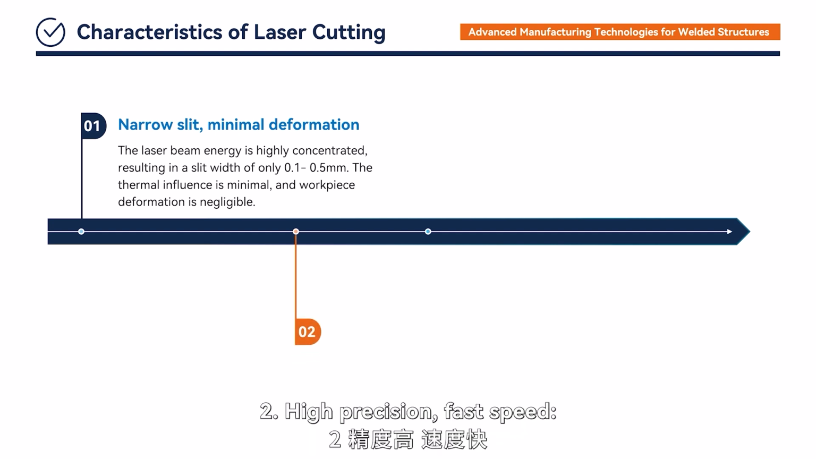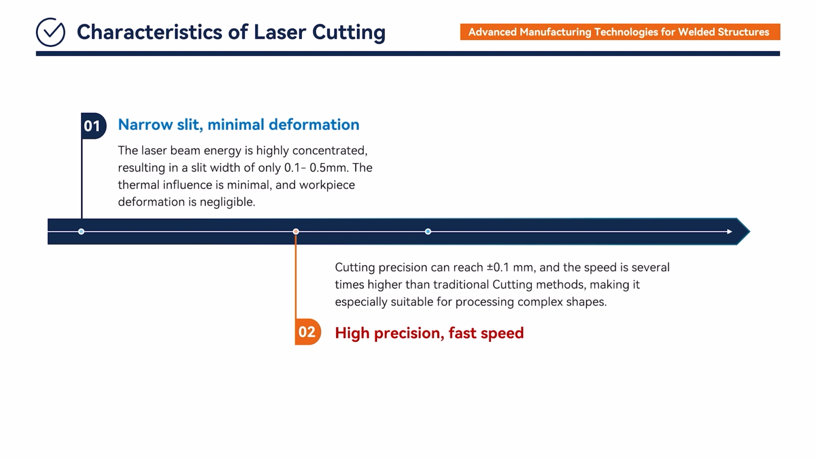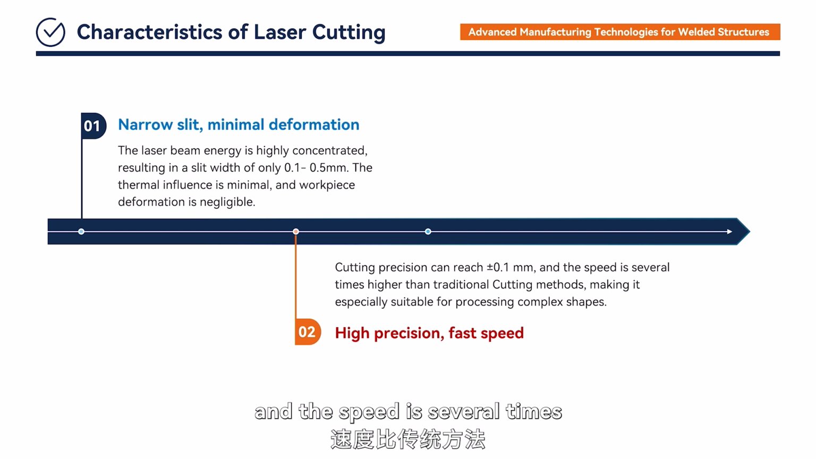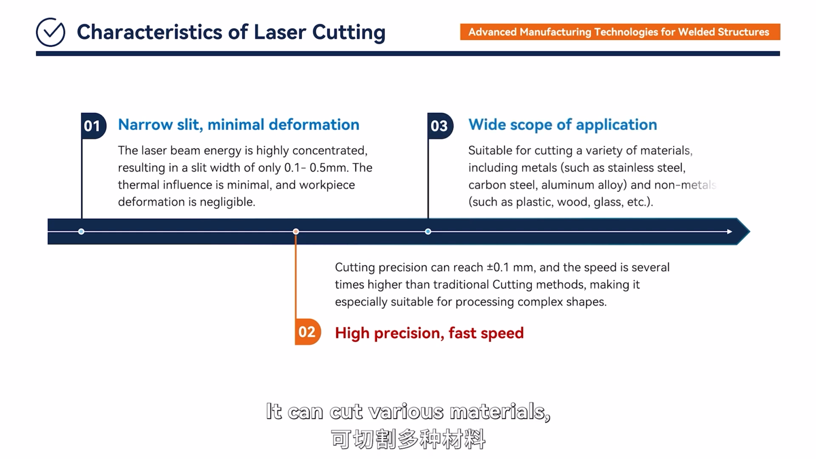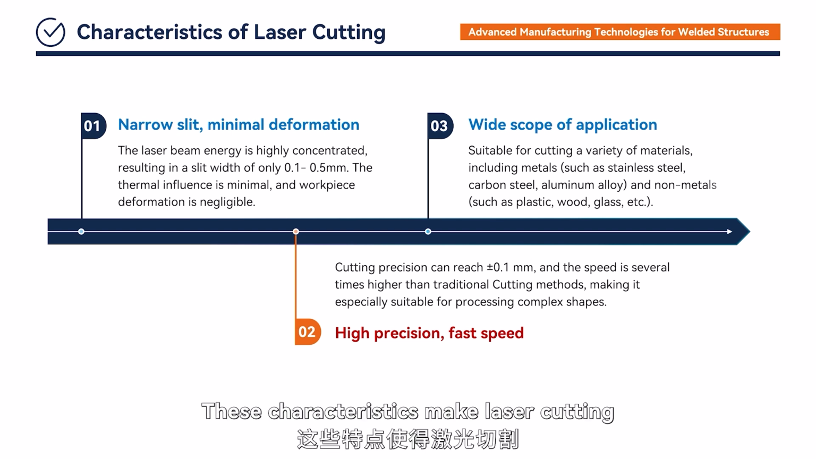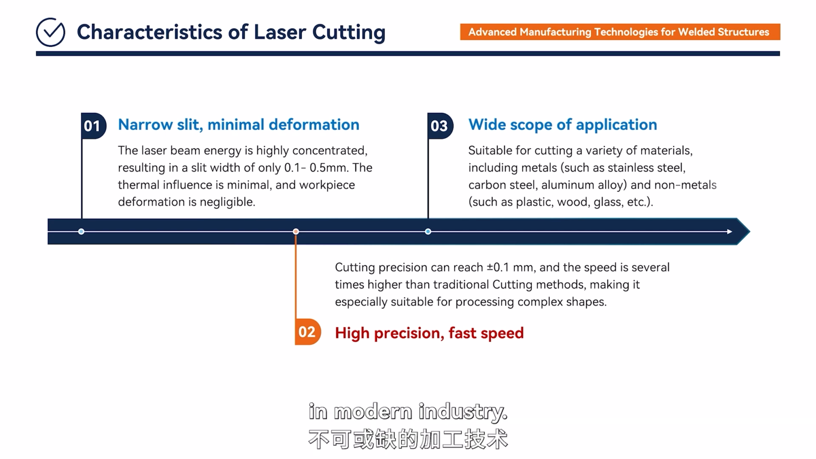2. High precision, fast speed. Cutting precision can reach plus or minus 0.1 millimeters, and the speed is several times higher than traditional methods, making it especially suitable for processing complex shapes. 3. Wide application range. It can cut various materials, including metals and non-metals. These characteristics make laser cutting an indispensable processing technology in modern industry.